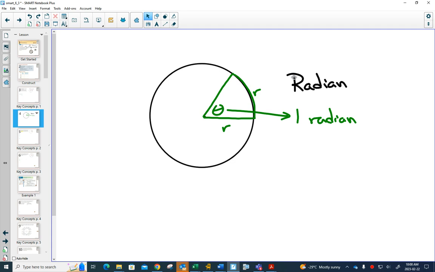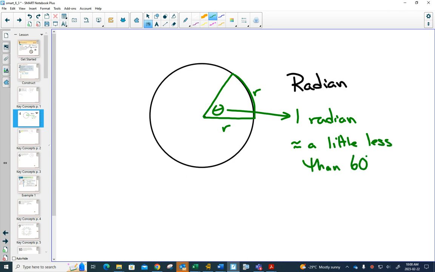Now, if I take this equilateral triangle and put it on the edge of the circle, I could bend it, push it down a little bit so that it matches perfectly with the green that I've drawn. And at this moment, we could say, well, if my equilateral triangle was all 60 degrees, and I squished it a little bit so that this side bent perfectly along the edge of the circle, we could say that 1 radian is a little less than 60 degrees.